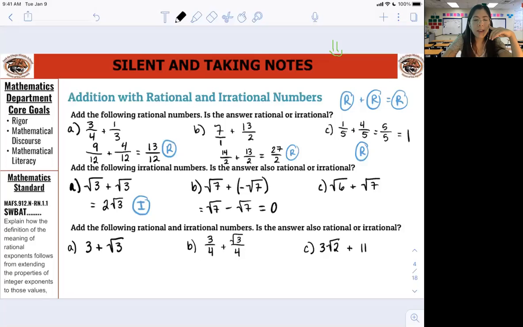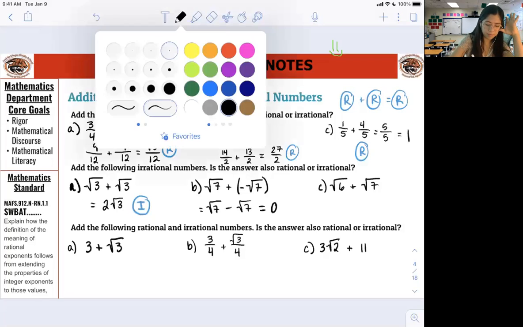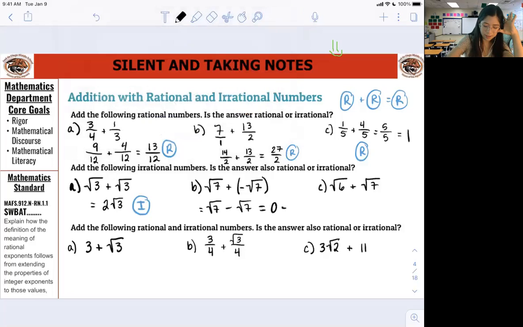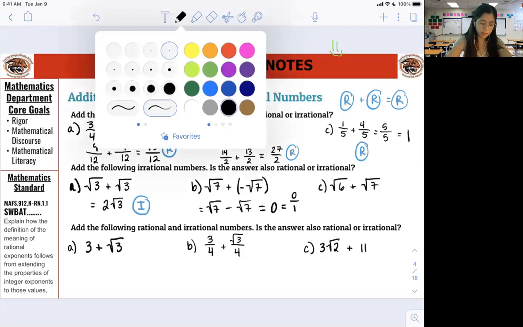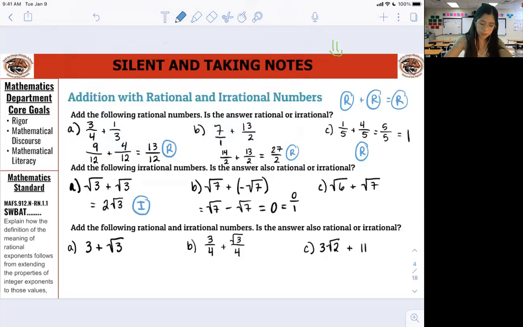But can you write 0 as a fraction? That's always what you're going to think about. Can you write it as a fraction? 0 over 1? Yeah, exactly. Because what is 0 over 1? 0. It's still 0. I wrote it as a fraction. So 0 is a rational number. We do count that as a rational number. So in this case, my answer is 0, which means my answer is rational. It's kind of a special case.